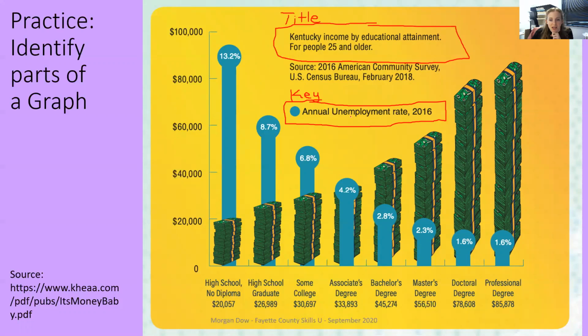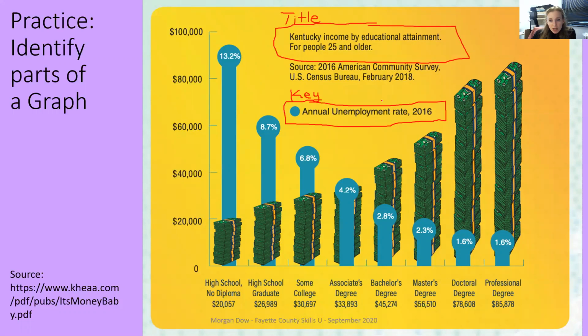So this right here is explaining what these blue bars are on this graph. So it's giving an explanation for this blue color on the graph. Remember, legends will usually be explaining either colors or symbols that are being used on the graph. So it's telling us that the blue bars represent annual unemployment rate for the year 2016, right? We know we're talking about Kentucky specifically.